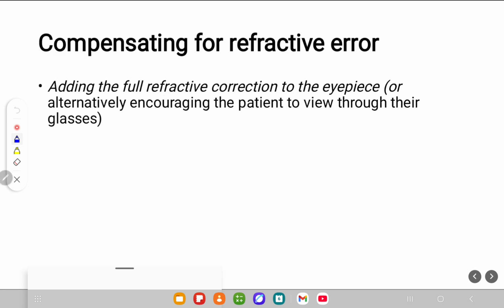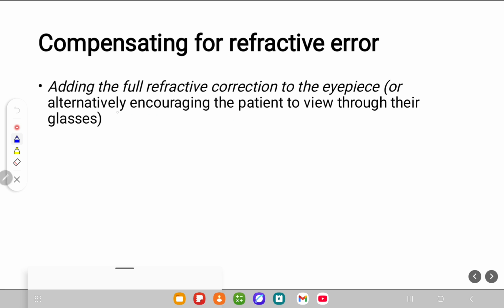So these are the three ways we convert the distance telescope for near. That's finished. Now we are going to talk about compensating refractive error, adding the refractive correction to the eyepiece, and alternatively encouraging the patient to view through their own glasses.